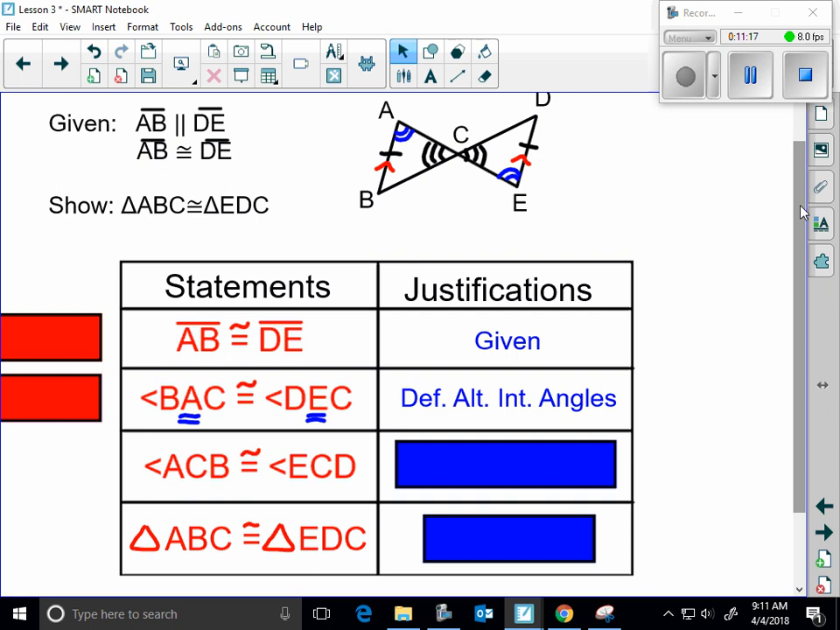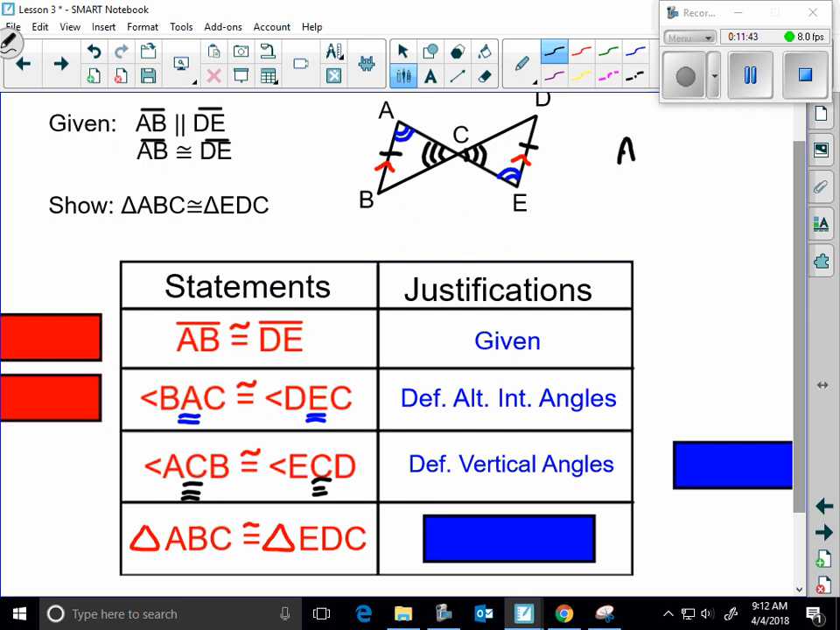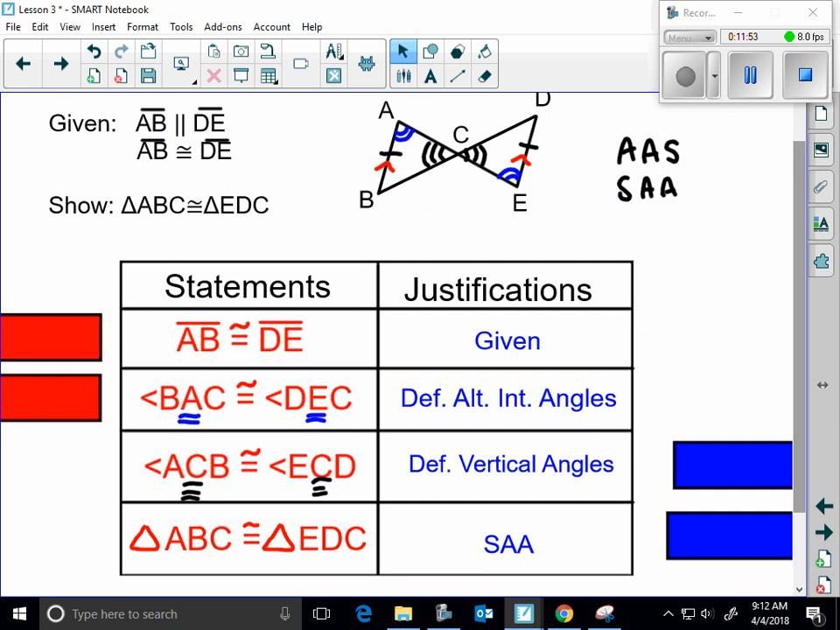In the third statement, it says ACB is congruent to ECD. That means angle C is congruent to angle C, which some might say reflexive property, but in this case it's not. What would it be? Vertical angles are congruent. The definition of vertical angles. And of course, this would be congruent by what? Angle, angle, side, or you could call it side, angle, angle. Okay, I don't know which one I go with here, but looks like that's the one, side, angle, angle.